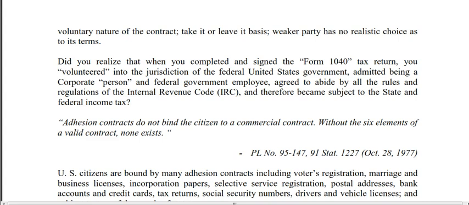Adhesion contracts do not bind the citizen to a commercial contract. Without the 6 elements of a valid contract, none exist. Public Law number 95-147, 91 Statutes at Large, 1227, October 28, 1977.